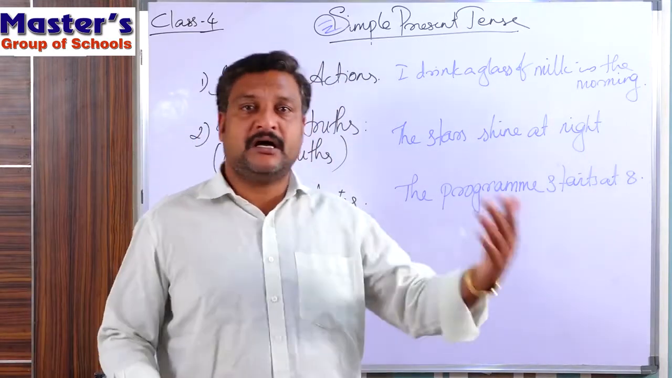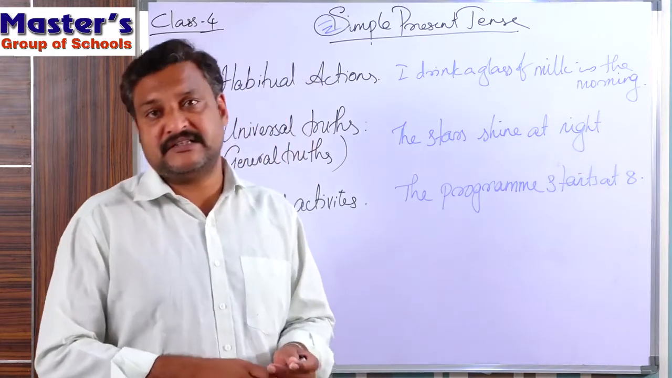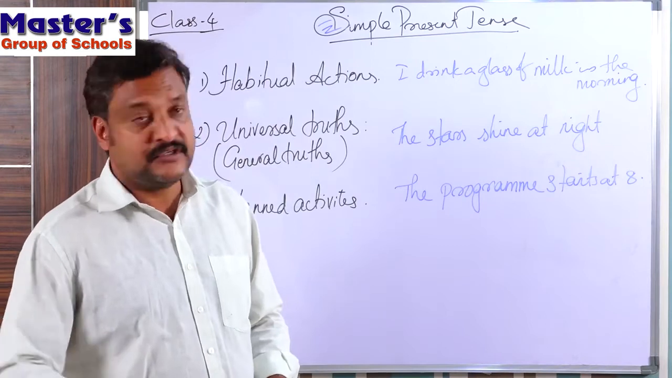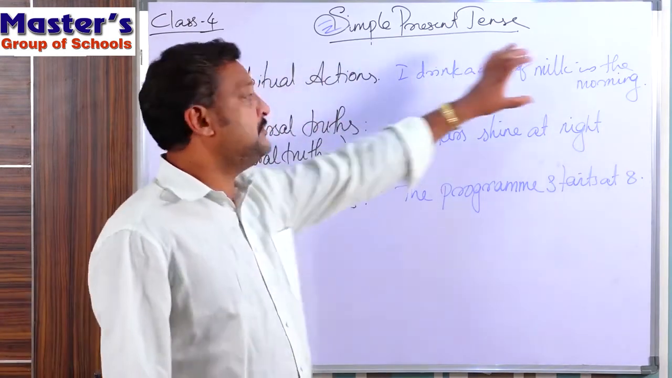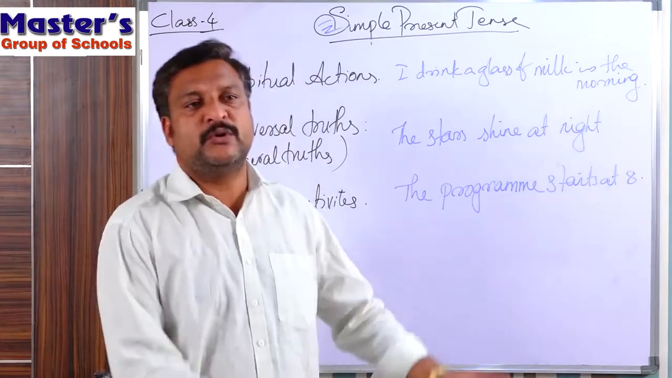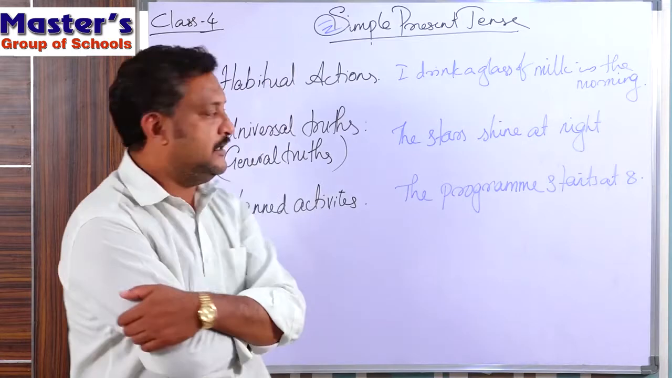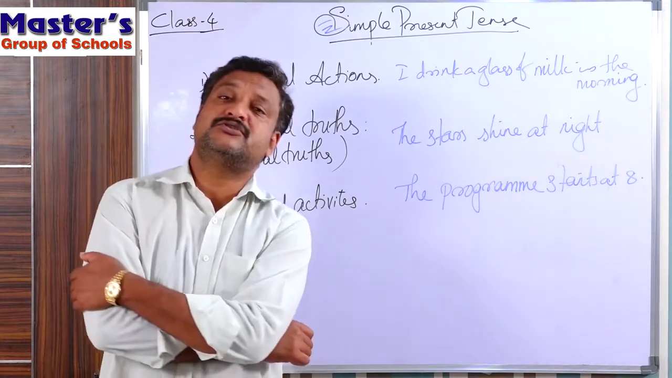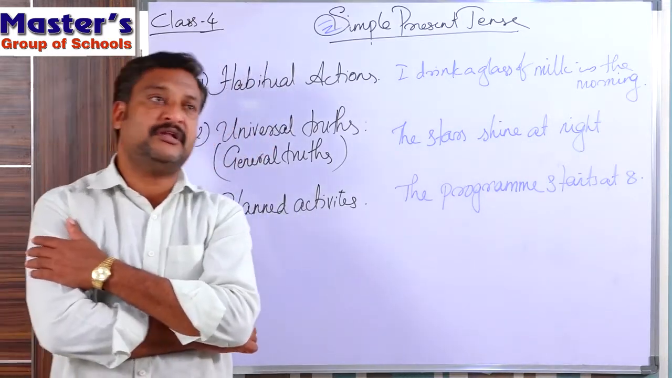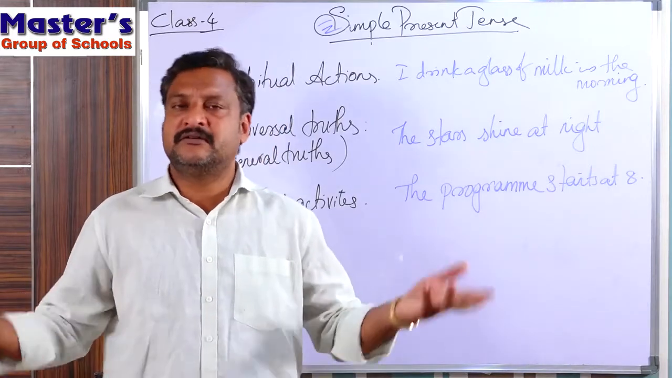Alright? So these are some of the situations where we use a simple present tense. Okay, so what is the first one? To express a habitual action. Habitual action means something that we do usually or regularly are called habitual actions. Then, second one, universal truths or general truths. So something that is true throughout, wherever we go on this earth, it has to be true.